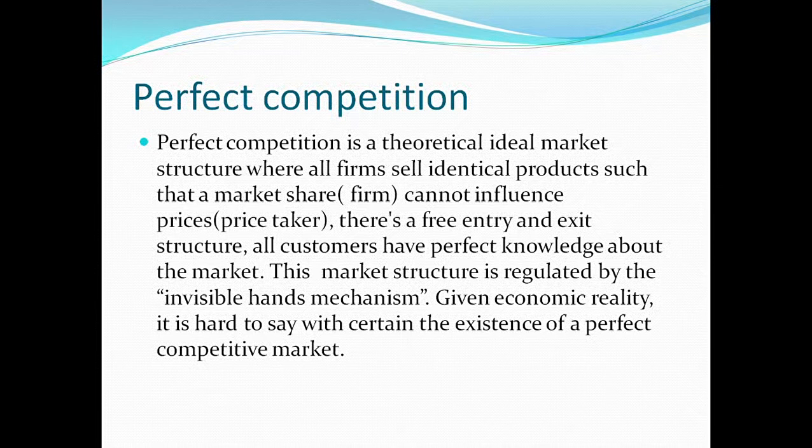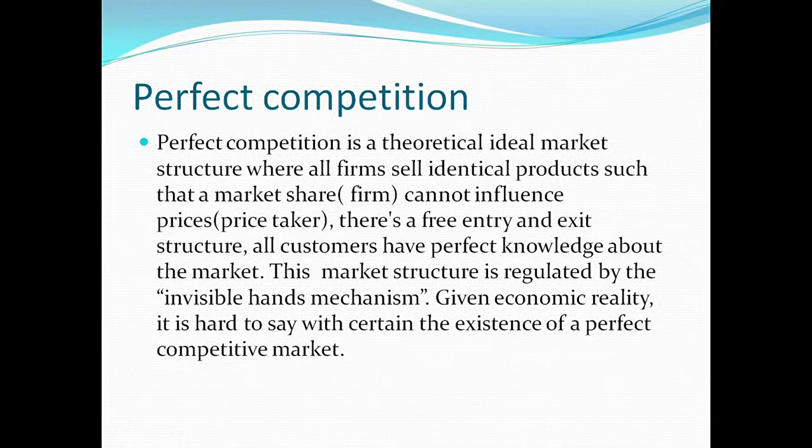Another is that a market share cannot influence prices. By market share, it means a certain portion of this market. The market can be seen as an industry whereby a firm is a unit in this industry. The industry is a conglomerate of firms, and a market share, that is the firm, cannot influence prices. Firms in this market are called price takers because, given the invisible hand mechanism, the demand and supply mechanism fixes prices in this market. Another condition is that there is free entry and free exit, whereby there are no restrictions on who comes into the market and who goes out of the market.